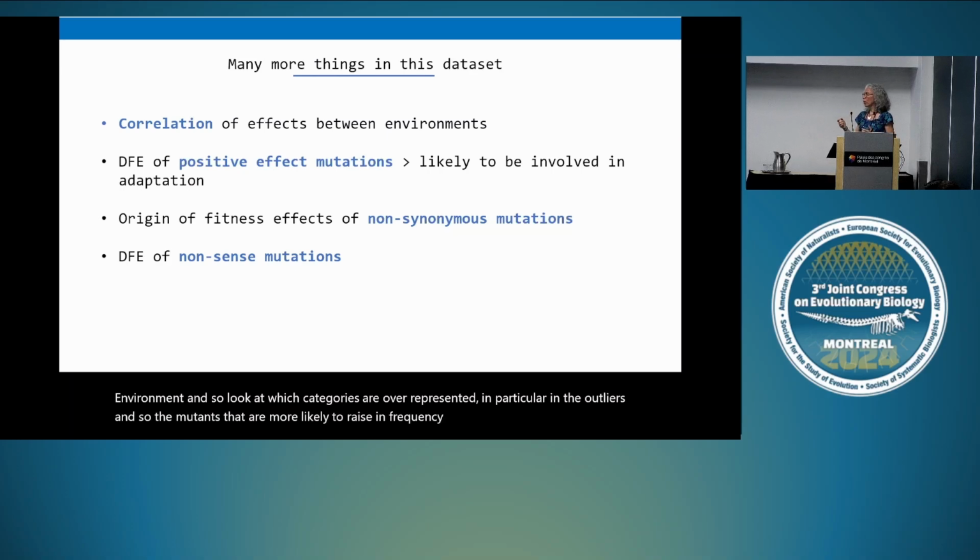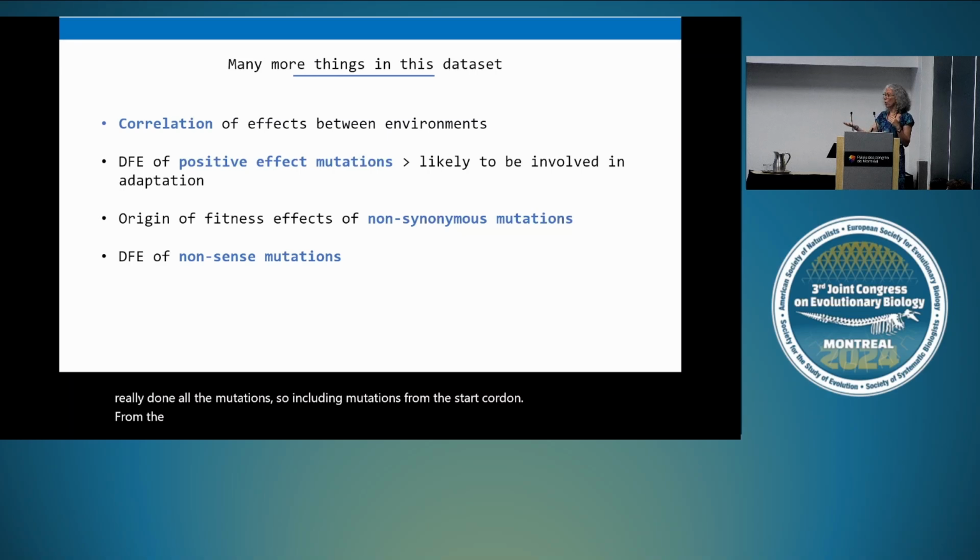We can try to look at the origin of the fitness effect of non-synonymous mutations, in particular looking at what we know about the rate of substitution between amino acids and the difference in the chemical properties of the amino acids. And we also have nonsense mutations in these data sets. We have really done all the mutations, including mutations from the start codon, from the stop codon, and to the stop codons. And so we also have, I think, interesting data on this.